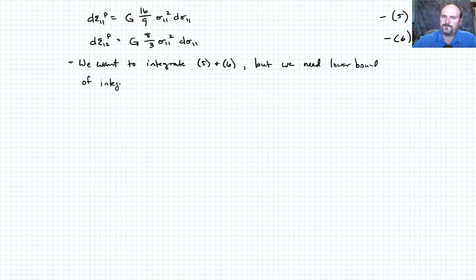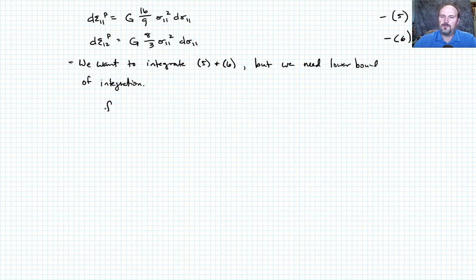Why do we need that? Well, obviously we're starting out at sigma 1,1 equals 0, but we know that plastic strain doesn't accumulate until we hit that yield surface. So we need to know along that trajectory, the sigma 1,1 equals sigma 1,2 trajectory, where that crosses the yield surface.